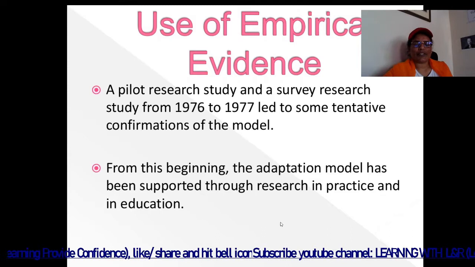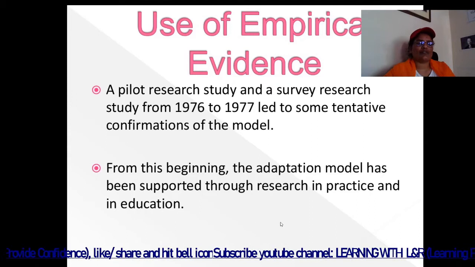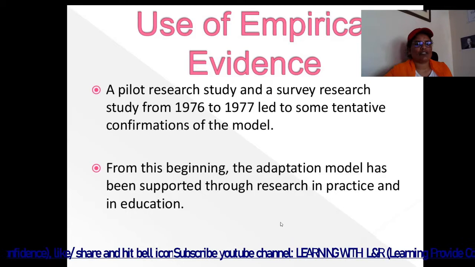Use of empirical evidence. A pilot research study and a survey research study from 1976 to 1977 led to some tentative confirmations of the model. Actually, what is a pilot research study?